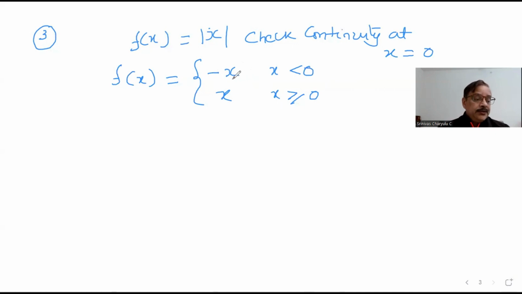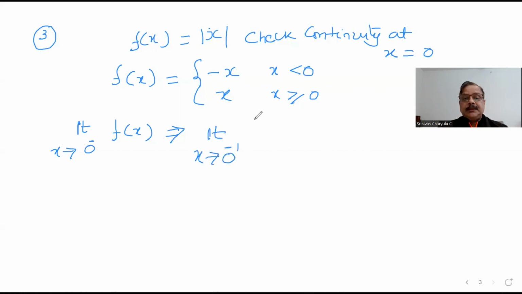So let us check this continuity first. Let us say I am going towards the negative side. Limit x tends to 0 minus f of x. Come to the equation here. What is the equation? When x tends to 0 from below, I should take minus x. So I should write here limit x tends to 0 minus of minus x.